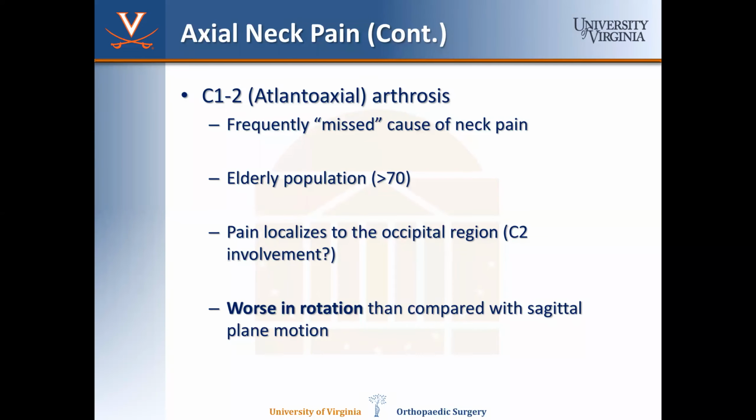Oftentimes people get greater occipital neuralgia and have C2 distribution pain, so occipital headaches. Much worse in rotation than with sagittal plane motion, because remember, you get 50% of your rotation from the C1-2 joint, 50% of your flexion extension from the occipitocervical junction, and then the remaining 50% of all plane motion is in the subaxial spine. So it's another commonly tested question.